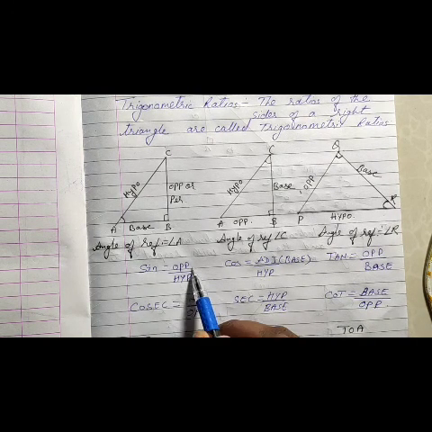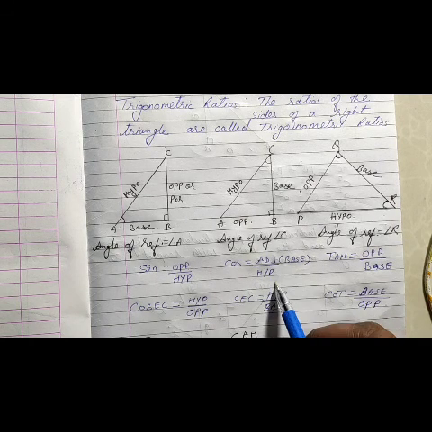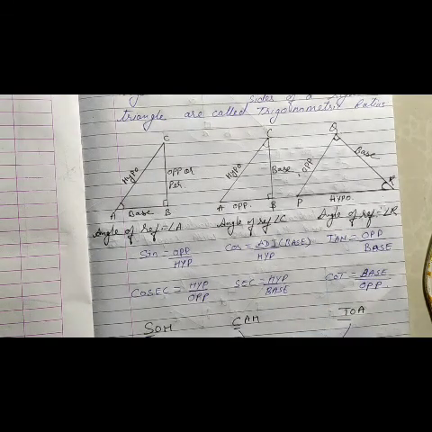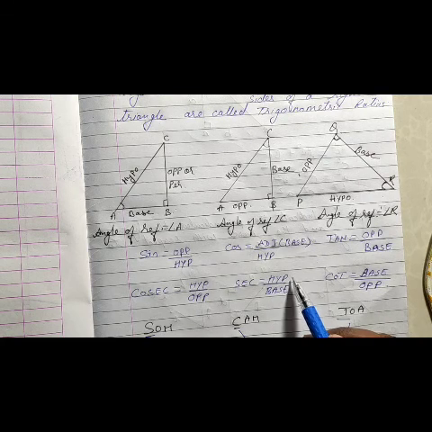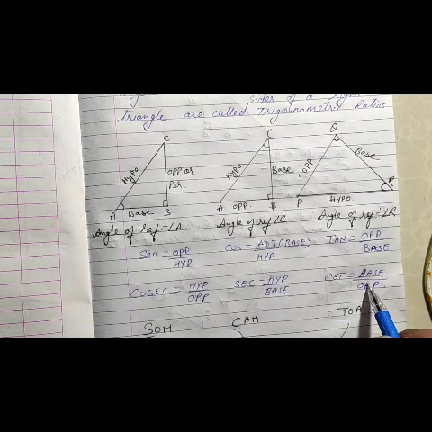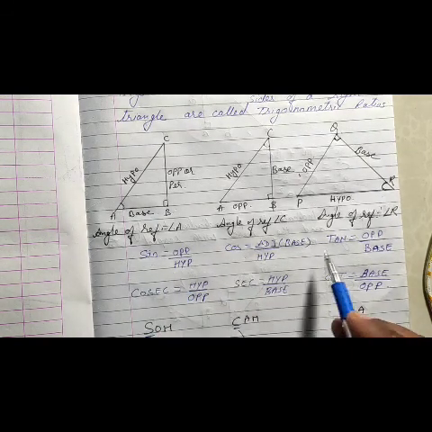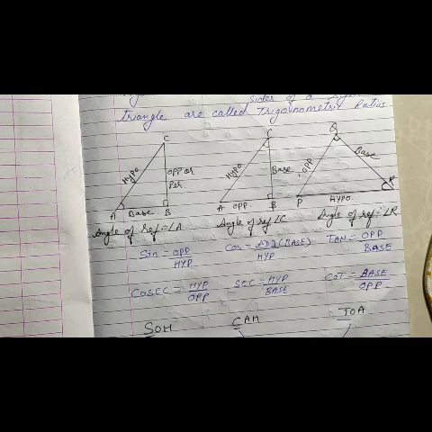So sine is opposite upon hypotenuse, cos is adjacent or base upon hypotenuse, tan is opposite upon base. For cosec, hypotenuse upon opposite, sec is hypotenuse upon base and cot is base upon opposite. So sine, cos and tan are the basic trigonometric ratios, and to get the rest we need to just reverse this ratio.